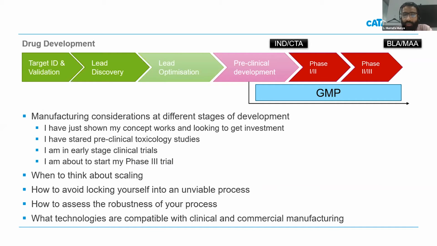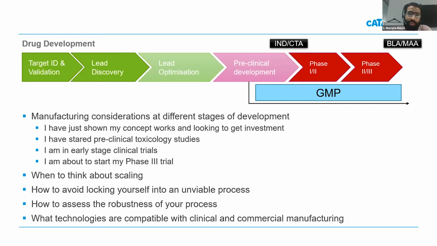I assume to most of you, because to test your product, whether that's in vitro, in vivo, or within the clinic, you need to first be able to make it. So we'll be discussing a bit about the different manufacturing considerations at the different stages of development. So if you've just shown that your concept works and you're looking to get investment, what are the key considerations you might need to be thinking about? If you just started preclinical tox studies, so you're about to go into a phase 1 clinical trial, is anything different there? Are there different requirements?